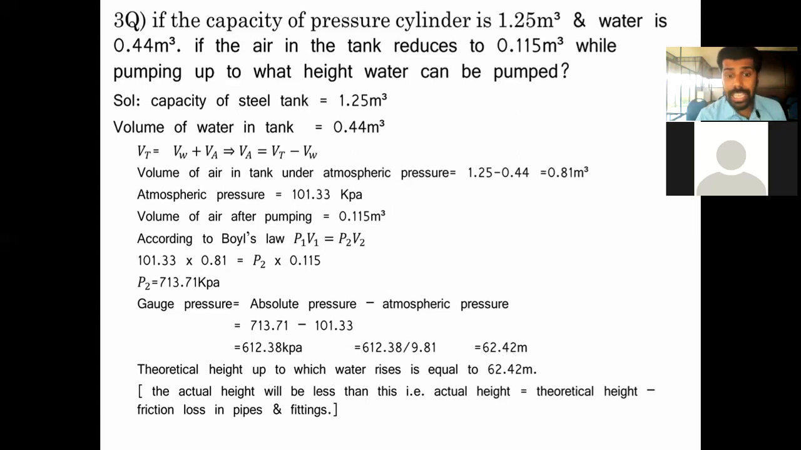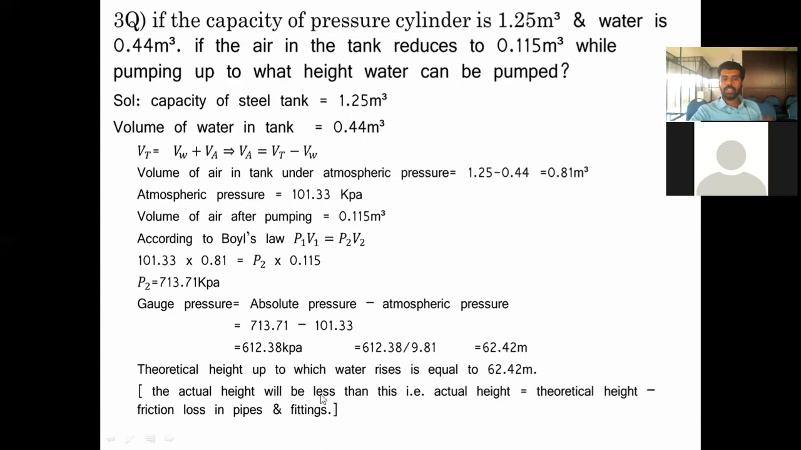But in the actual practical case, theoretically we can say that it is 62.42 meter, which means that water can be pumped or reach that height. But in the practical sense, many fittings will be coming in between the pipe, correct? So there will be friction loss. So it won't actually be 62.42.